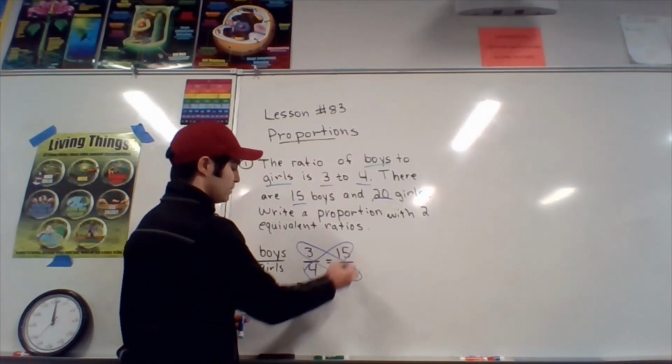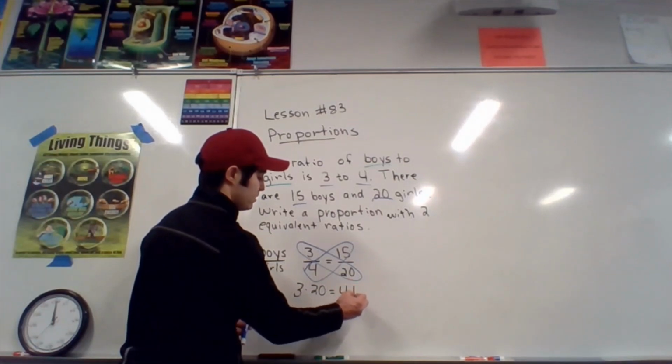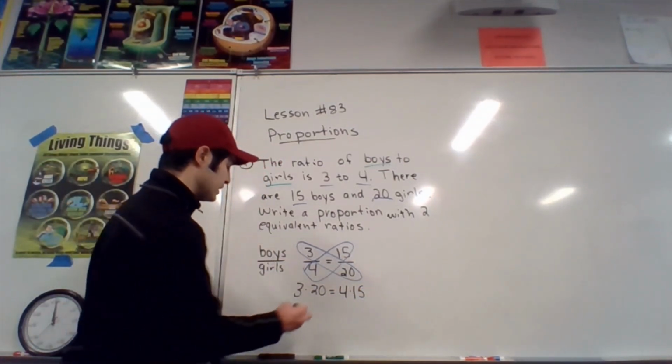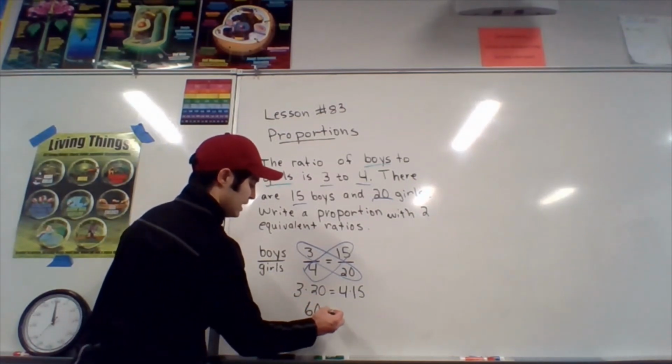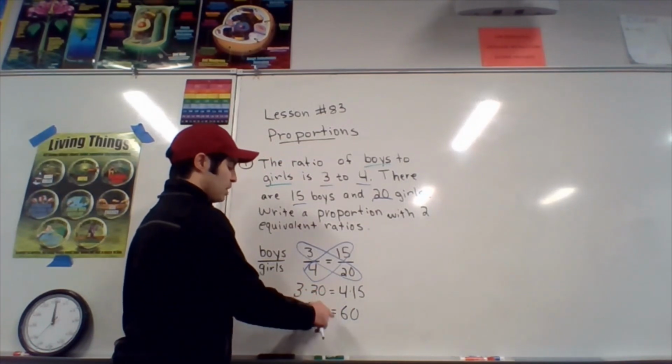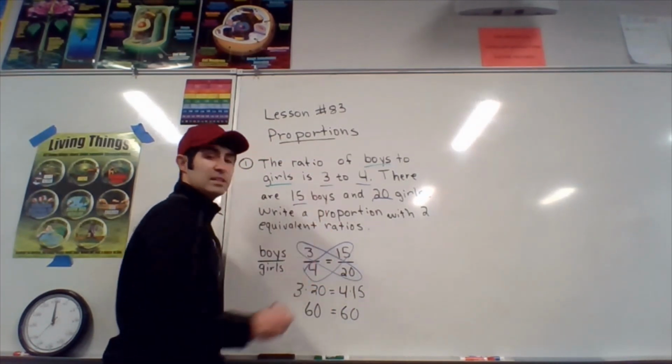Does that equal 4 times 15? Let's find out. 3 times 20, you guys know how to count by 20s. 20, 40, 60. And guess what? 4 times 15 is also 60. So if cross products are equal, which they are, then that is a proportion.